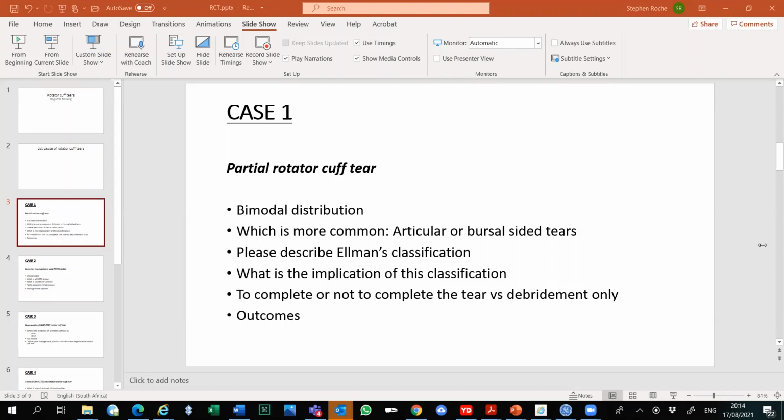So Ellman's classification is really whether it's articular or bursal, so A-sided or B-sided tears, and then the size. And why do they use 6 millimeters? Because the average size of the articular footprint of the tendon is 15 millimeters. So that's why they're dividing it up into those two groups. I'm not sure if it's that useful. Yapi, do you want to say anything more about the Ellman classification?